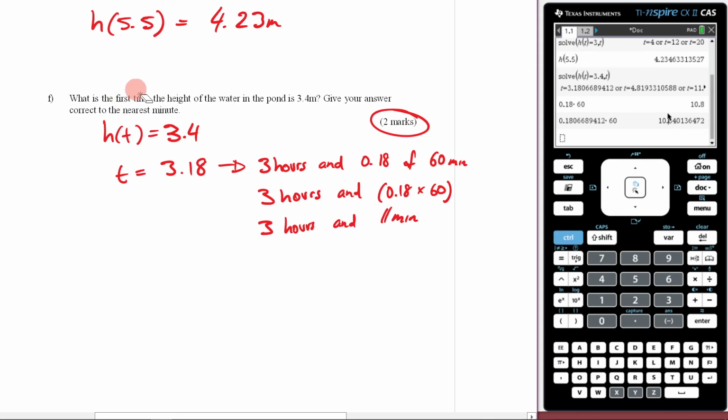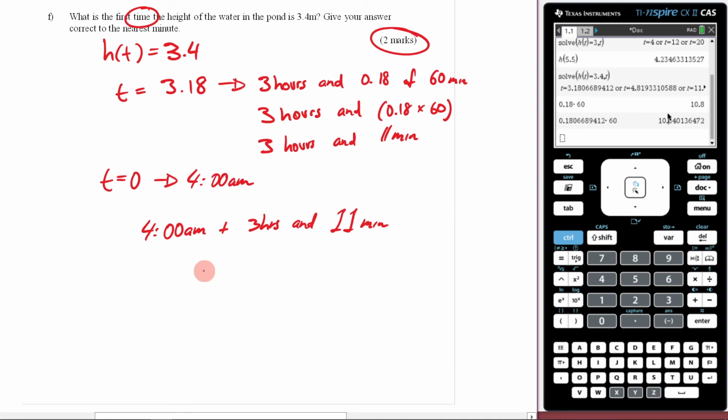But see how it says, what's the first time? Well, you can't say 3 hours and 11 minutes, given that t equals 0 is 4 a.m. So I'm going to take 4 a.m. and add 3 hours and 11 minutes, which is going to be 7:11 a.m. That's going to be your answer. 7:11 a.m.